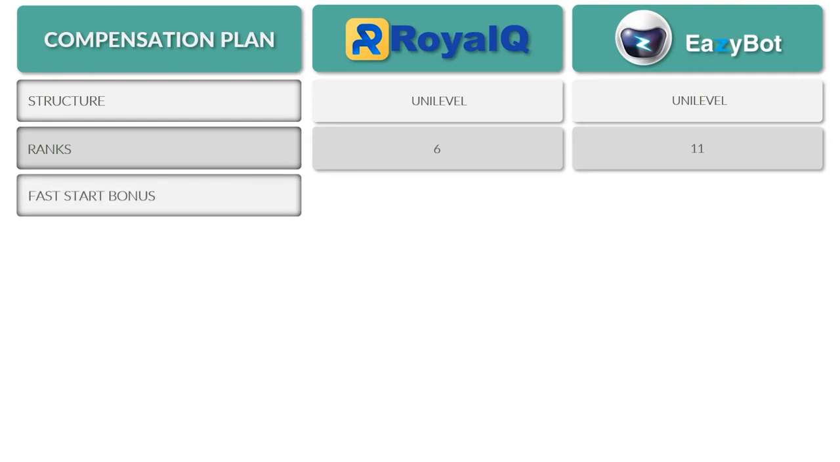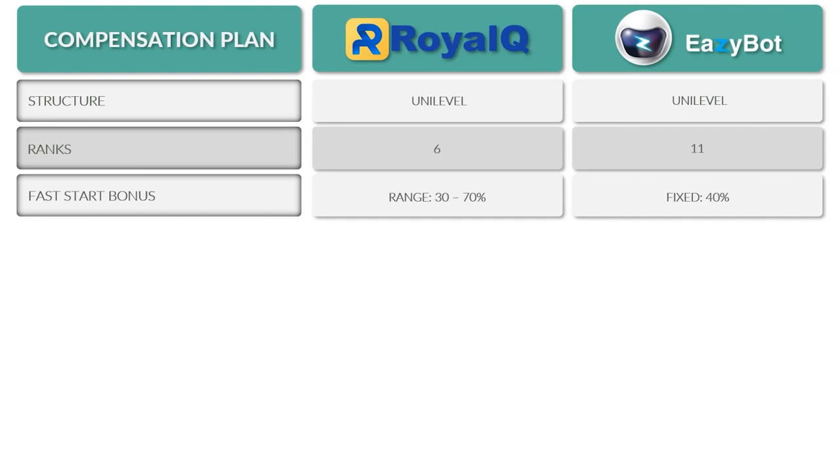A fast start bonus is present with both Royal Q and EazyBot. There is a range for this with Royal Q. Fast start bonus is paid on that $100 annual activation fee. So when you're V1 rank, the very first rank in Royal Q, you're getting 30% of that $100. In other words, $30. On the high end, when you get all the way up to the top rank in the company, V6, you're going to be earning $70. 70% on that $100 activation fee.